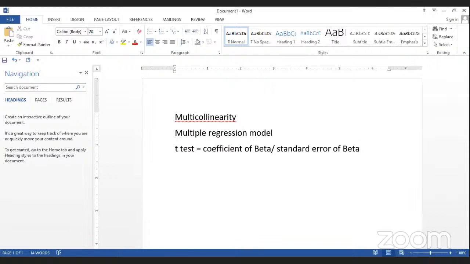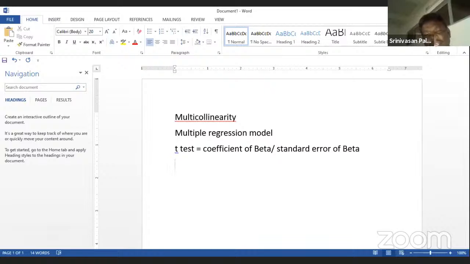Okay, now what will happen? If the standard error is higher, the coefficient of beta will be less. Now what will happen? You can see the numerator is the coefficient of beta, and the denominator is the standard error of beta. We try to reduce the variation in the data. We have to maintain minimum variation. That is what we are frequently telling about variation. Whatever data you are collecting, we should have a minimum variation.